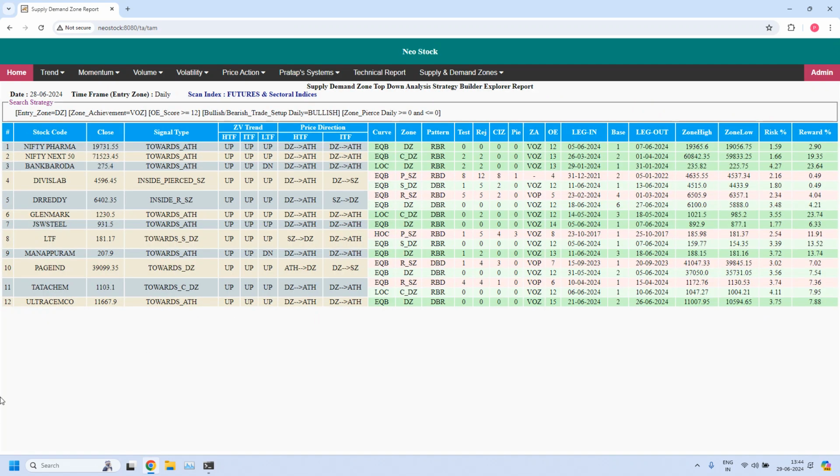Now 12 stocks are filtered. These 12 stocks are supporting bullish trade setup for monthly income trade.